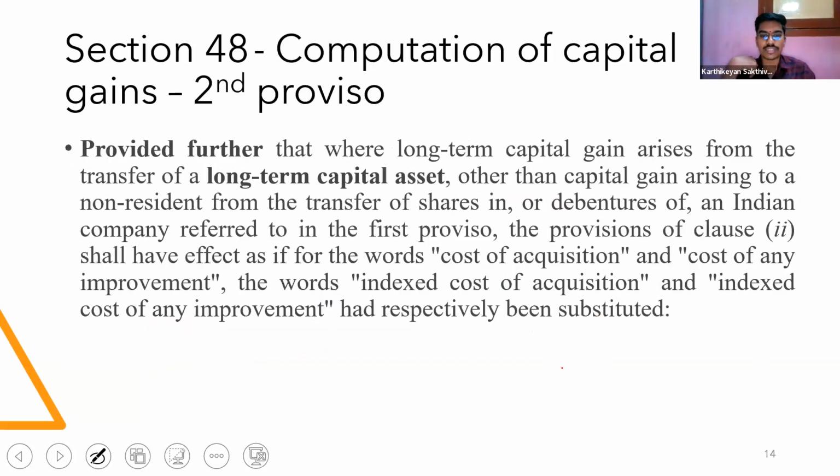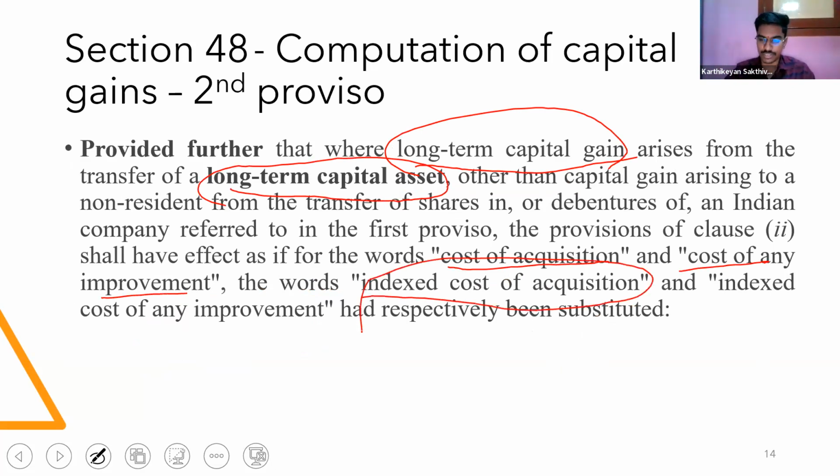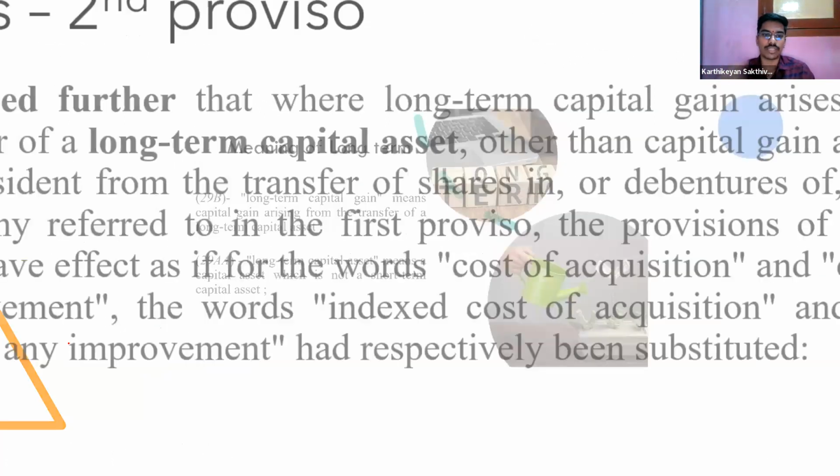However, if the asset is a long-term, as per section 48 proviso 2, if the gain is a long-term capital gain which is arising from a transfer of a long-term capital asset, instead of cost of acquisition and the cost of improvement, you should use indexed cost of acquisition and indexed cost of improvement. So for that, first we need to learn what do you mean by a long-term capital asset.